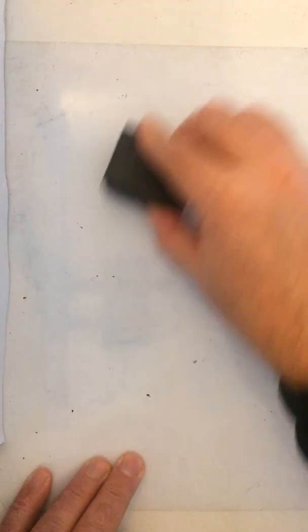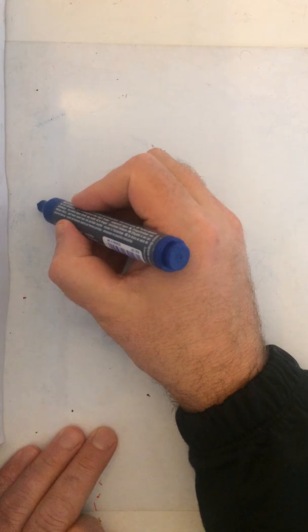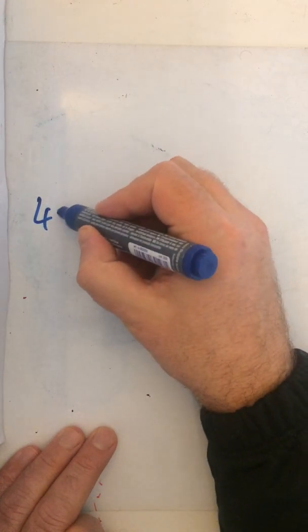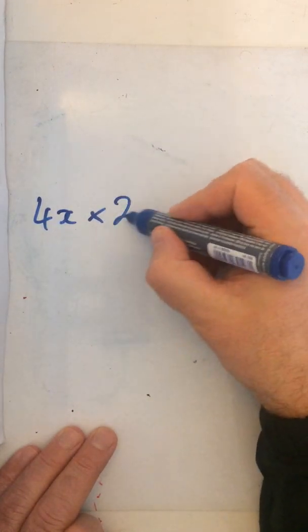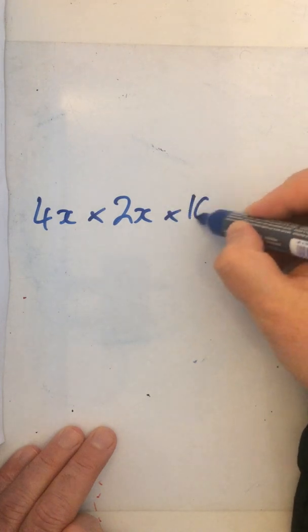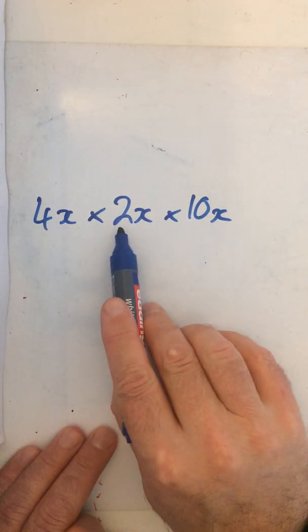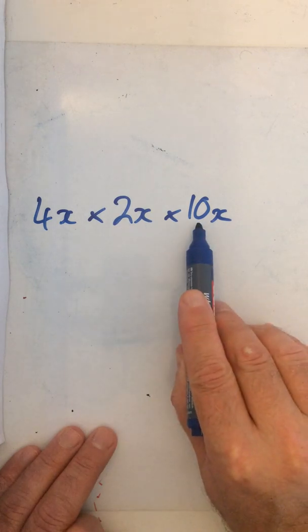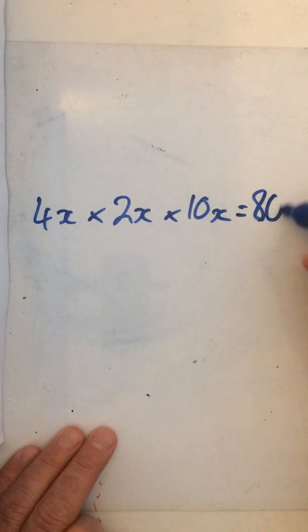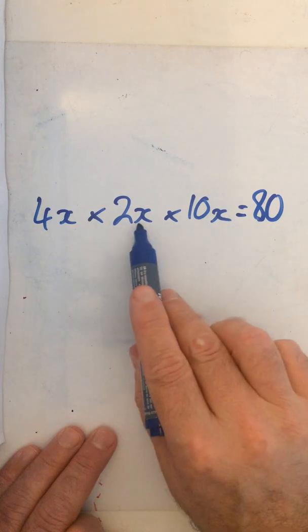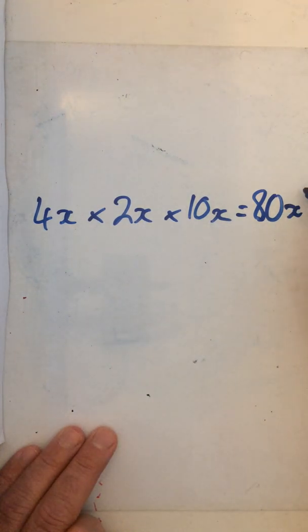Okay, and then when it gets a little bit trickier, so it might be 4x times 2x times 10x, and again we just do the numbers first. 4 times 2 is 8, 8 times 10 is 80, so we have 80 there. Then x times x times x, x cubed.